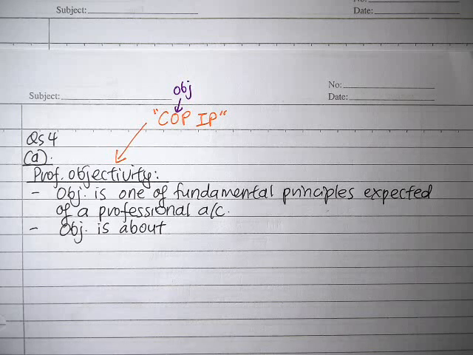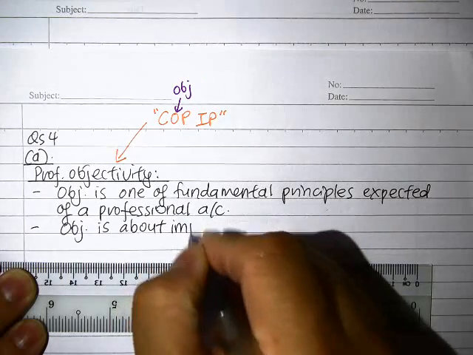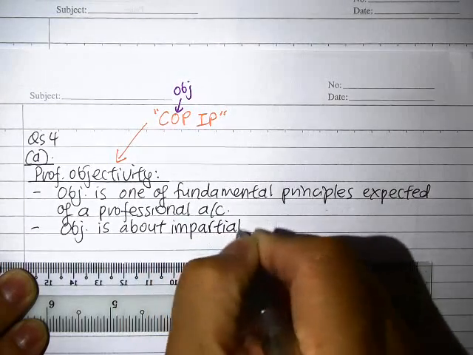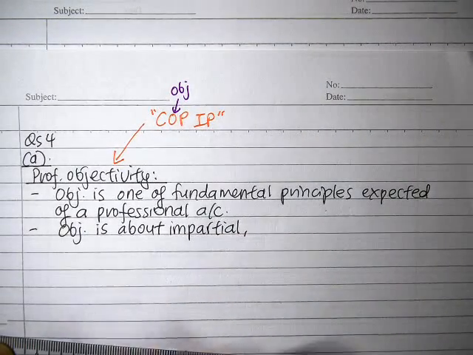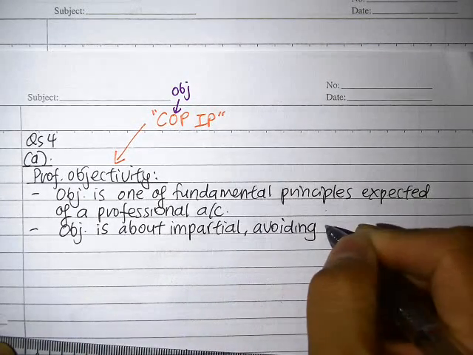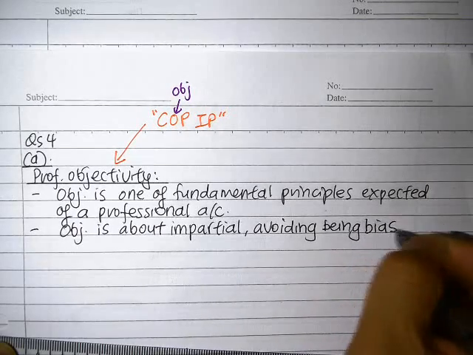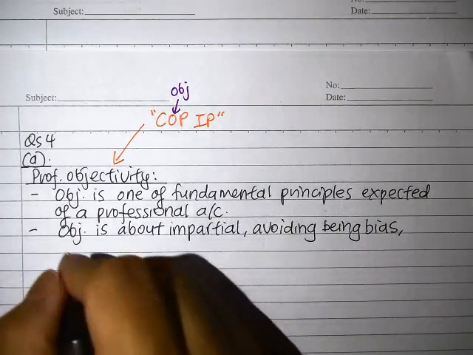So professional objectivity will be the first thing that you're going to cover over here. Now, what is objectivity? Okay, so first we recall what you study. Now, class, do you remember COP, COP is police, COPIP. So what is the O over here? It's about objectivity. So what is objectivity?